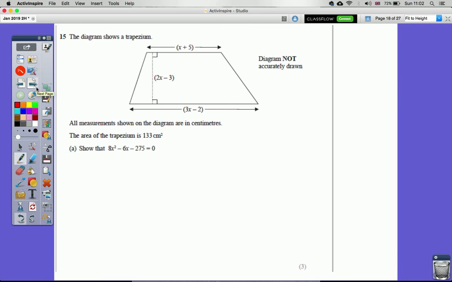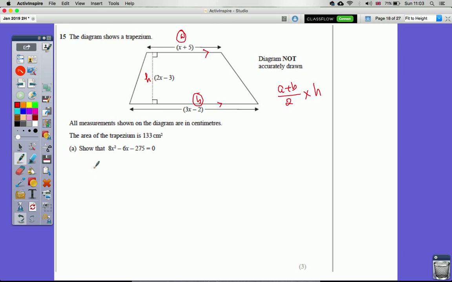Question number 15. All measurements shown in the diagram are in centimeters. The area of the trapezium is 133 centimeters squared. Show that 8x squared minus 6x minus 275 is equal to 0. So I'm going to find the area of the trapezium. We know the formula is A plus B divided by 2 times the height, where A and B are the two parallel sides. So let's call this one A and this one B, and this is the height.